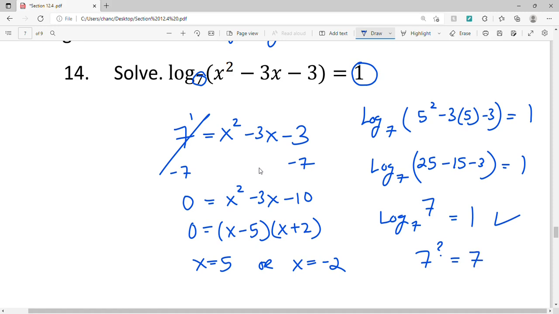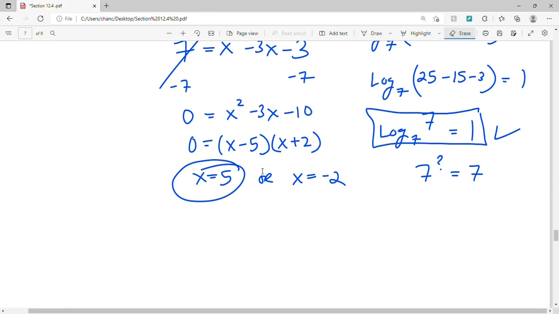Well, that missing number, remember, is the exponent, and the log is always the answer to the exponent. So in this case, it's true. 7 to the first is in fact equal to 7. So log base 7 of 7 is equal to 1. This is a good solution.